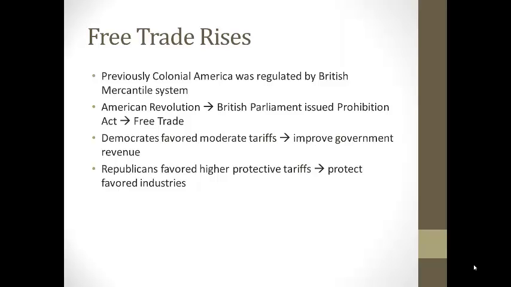As time progressed, it became more and more apparent that Democrats were favoring moderate tariffs. They did this because they hoped that these tariffs would improve government revenue, while on the other hand, we have Republicans favoring high protective tariffs with hopes that they would protect the national markets or industries that were coming to power or were the most favored at the time.